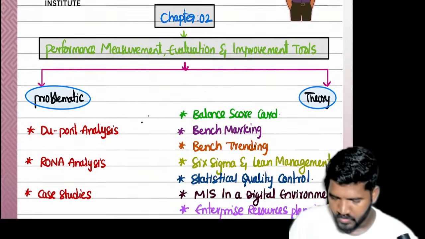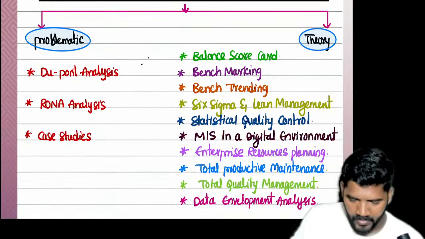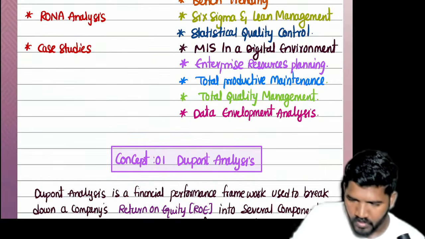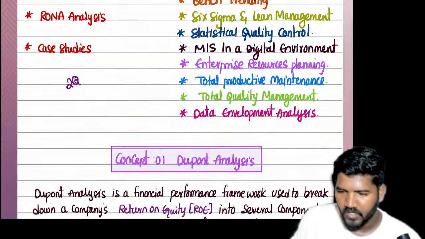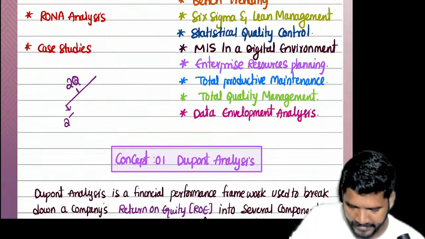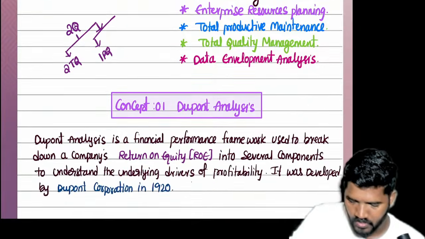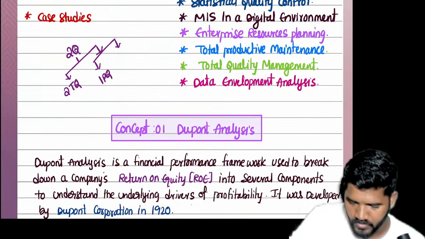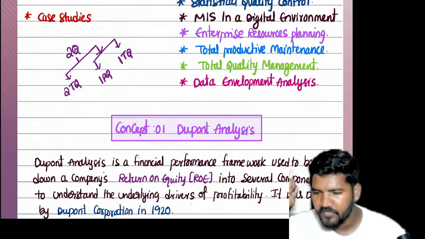So when it comes to chapter 2, guys, let us check it from an exam point of view. On an average basis, they're asking 2 questions. Sometimes they will ask 2 theory questions, sometimes they will ask 1 problematic question and 1 theory question.